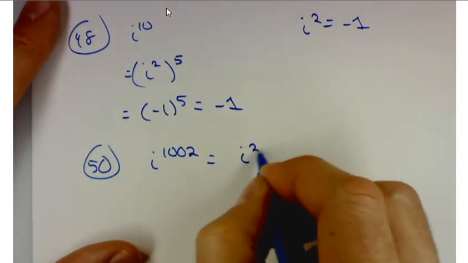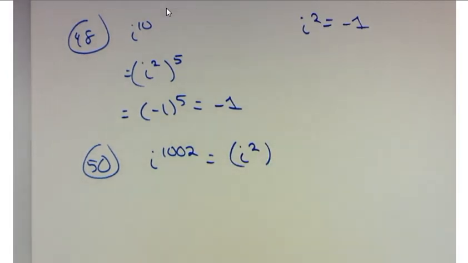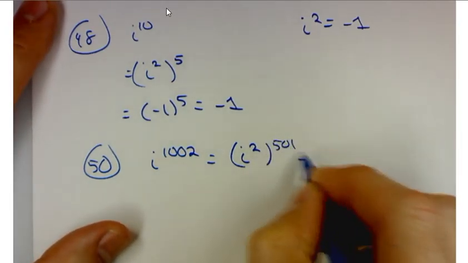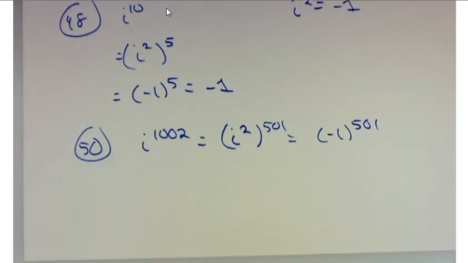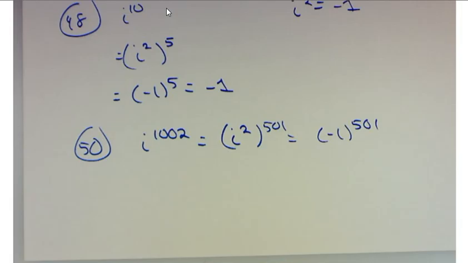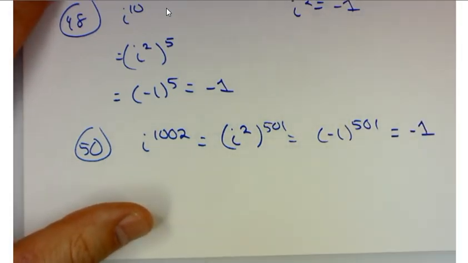So I'll write this as i squared, but I want to write some power there. Michael, what power could I write there? Good, 501. So this is negative 1 to the 501 power. Thanks, Michael. So, Ruta, what's negative 1 to the 501 power going to give me? Negative 1. Beautiful.